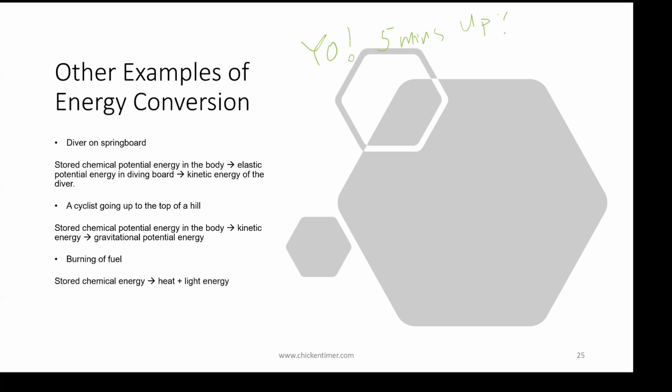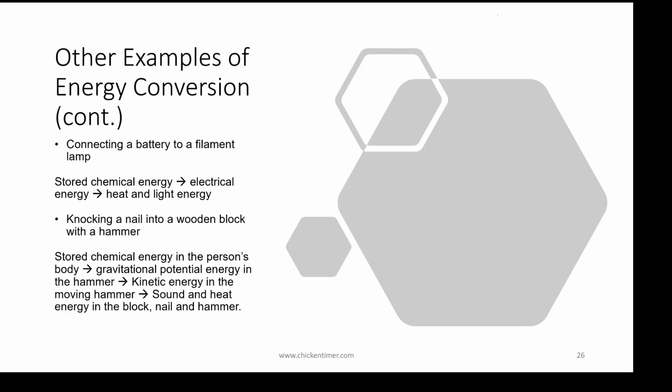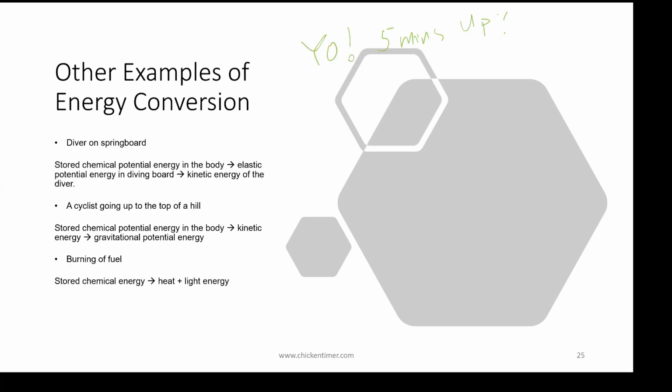So the next section down here is more wordy. What happens is you get a scenario. So let's say a diver on a springboard. Then they ask for energy conversion. So you would have to write what energy converts to what energy in the scenario. Then you need to know the different forms of energy, and whether they can fit into your story or not.